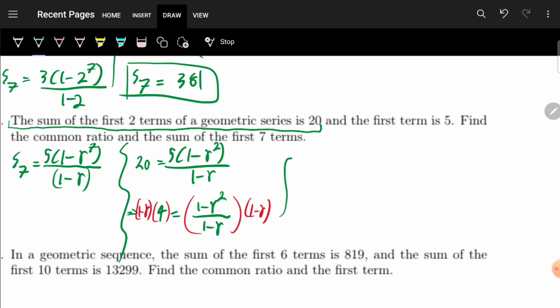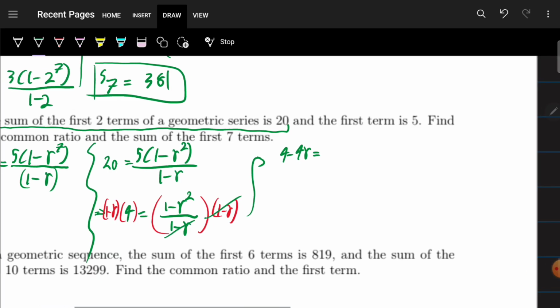Okay, if we do that, and I'm going to distribute here as well in one step, we get 4 minus 4r is equal to r minus 1 cancels out. We get 1 minus r squared. Okay, this is a quadratic, right? Power of 2, r to the power of 2. How do we solve for quadratics?